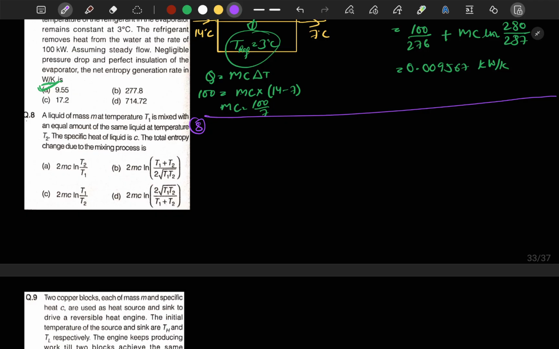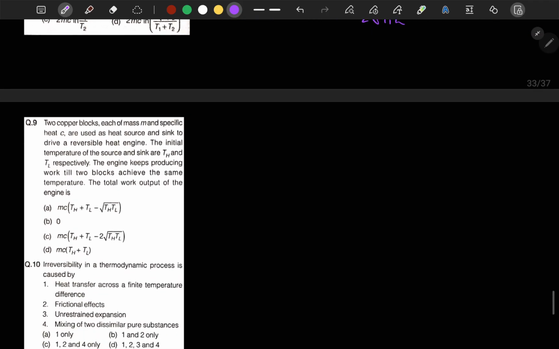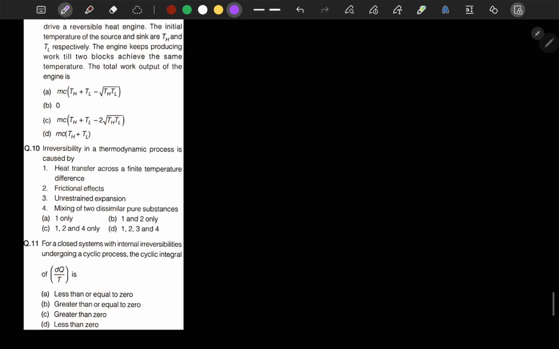So we had already seen this whole derivation in the mixing of fluid. Okay, so delta S for n bodies in contact is n mc ln of arithmetic mean upon geometric mean. Since there are two bodies, 2 times mc ln of (T1 plus T2) by 2 times root of T1 T2. Okay, so we get option B as the correct option. Now if we continue to question number 9.